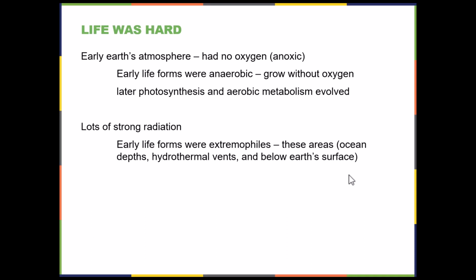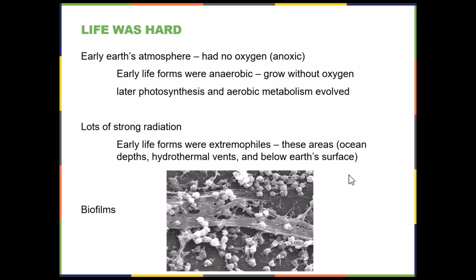Another thing about the early atmosphere was there was a lot of strong radiation. Early life forms were what we call extremophiles. They lived in really extreme environments, and they still do in many of those groups, such as the deep ocean floor where there are hydrothermal vents below the Earth's surface, because they were essentially avoiding that strong radiation.